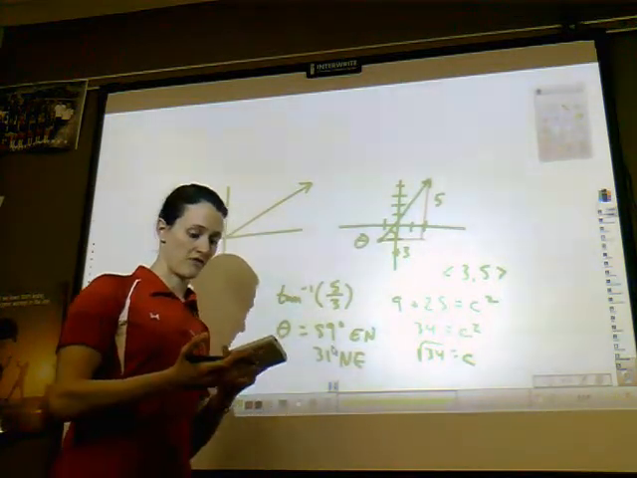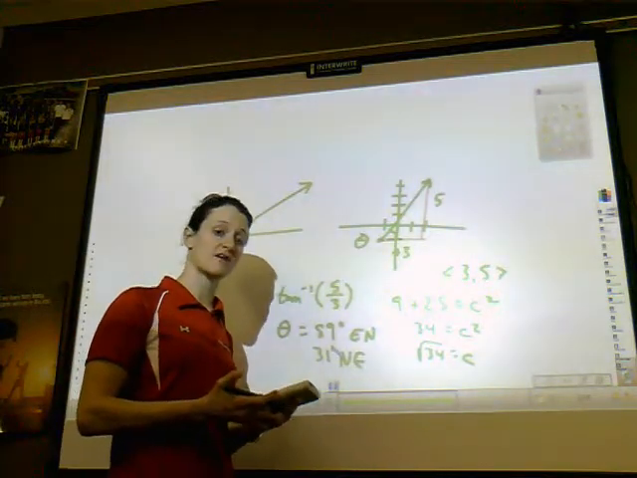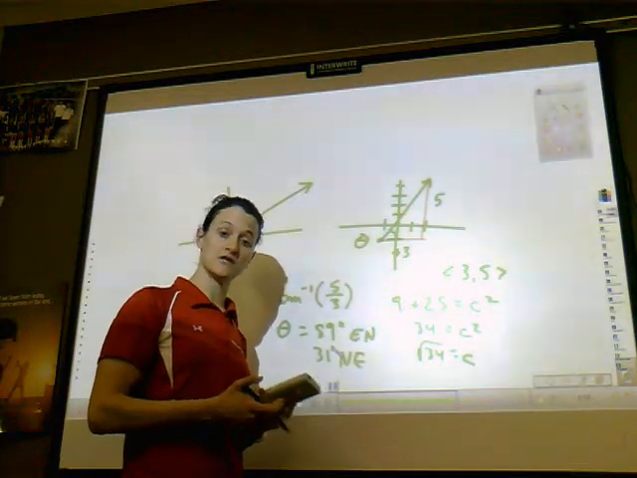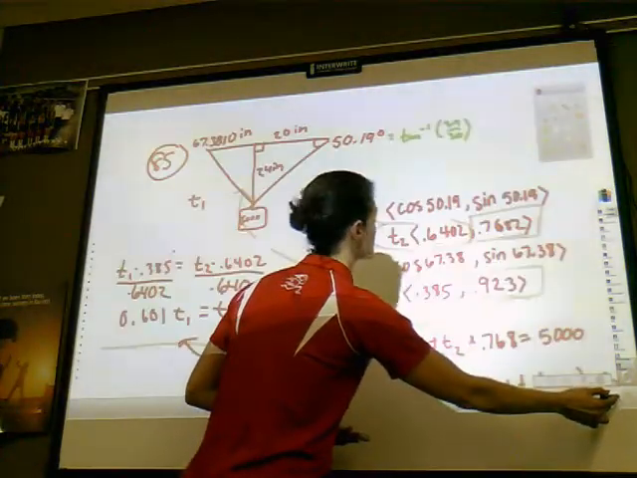Now we have our formula for finding an angle between vectors. You need to know how to use that. The dot product formula, you need to know how to use that. The unit vector formula, you need to know how to use that. And then adding two vectors together.